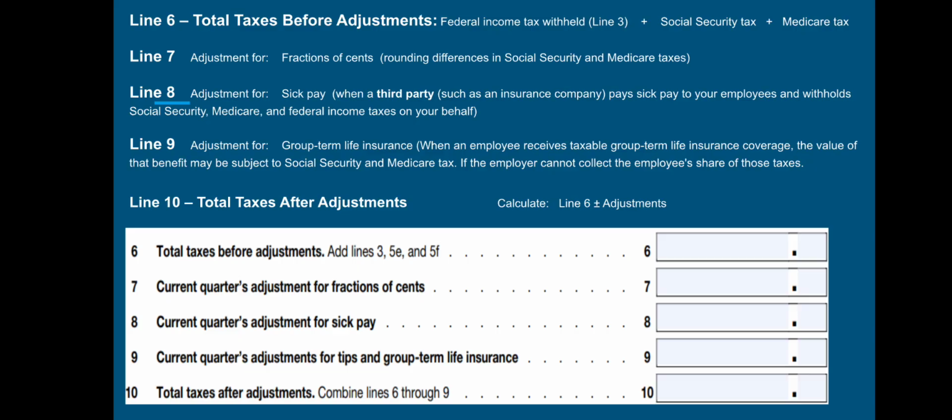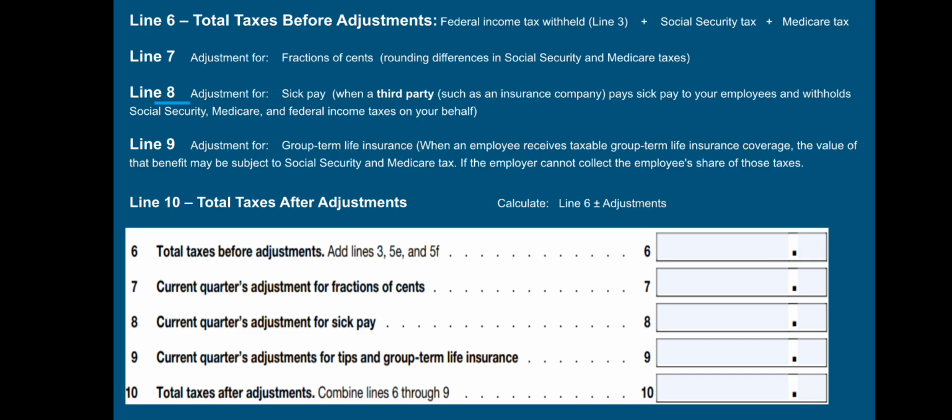Now moving on to line 7, adjustment for fractions of cents, rounding differences in social security and Medicare taxes. So sometimes you will find some difference. What you have calculated could be different from the amount reported in the 941, and that difference will be around 5 cents, 7 cents or 1 or 2 cents. This will be nominal, and you have to mention it in line 7.